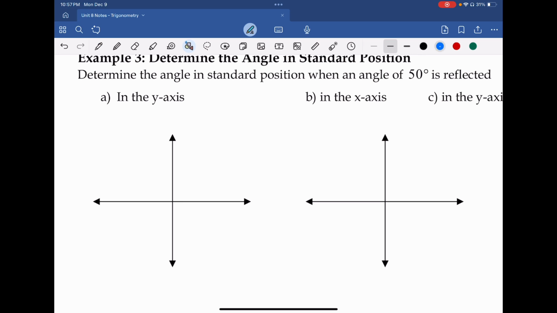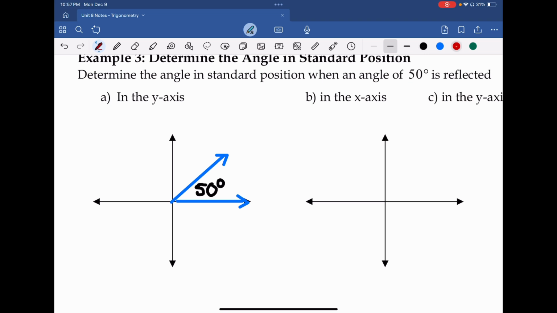So let's start off with the first one here, and we're going to say, okay, I always want to start with my initial arm on the positive x-axis. I'm going to draw in my 50 degrees here, which is going to be the following. I have some sort of angle of 50 degrees in quadrant number 1, like this, because that's where an angle of 50 degrees would lie.